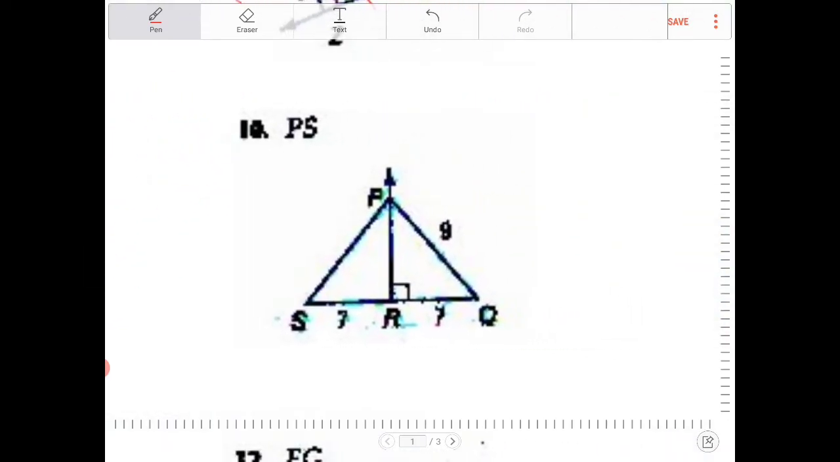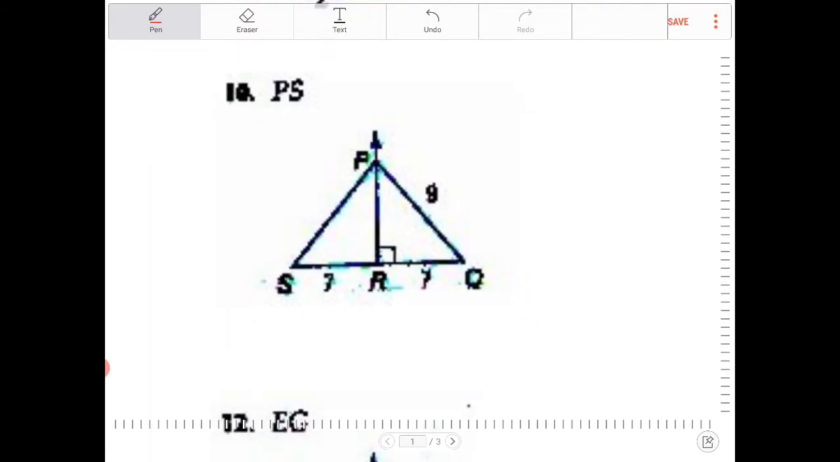Moving on, question number 10. I need to find out what PS is. This is again a perpendicular bisector because both of these are the same. They both measure 7 apiece. And since this side over here is 9, the other side must be 9 as well. So PS is equal to 9.